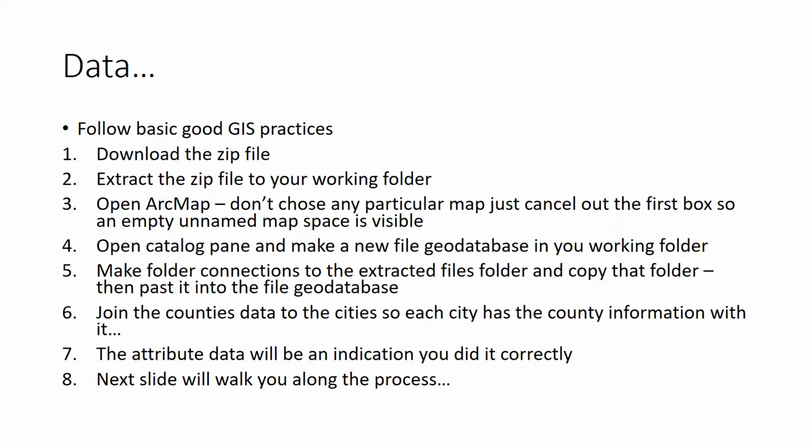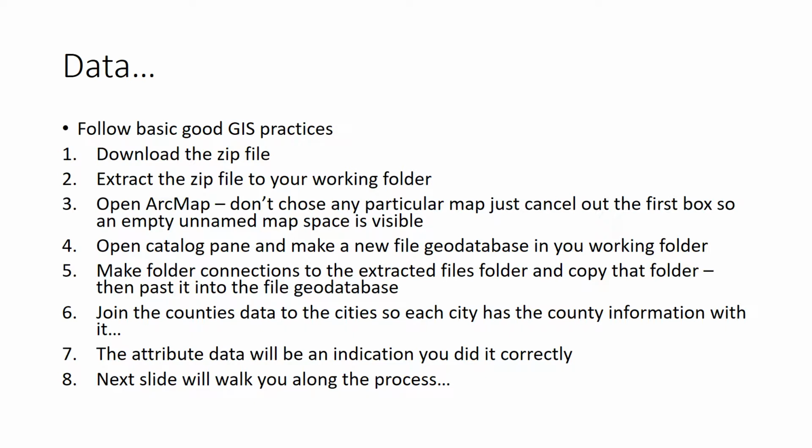Now, if you haven't got a working folder, you're going to need to make one, but that's what we're going to do with it. Then you're going to open up ArcMap. Don't choose any particular map or any of that stuff. Just cancel out that first box that opens up asking you what kind of map you want. And what that does is that gives you an empty, unnamed map space. Okay, once you have that, we'll go into Catalog, we'll make a new geodatabase, we'll locate it in your working folder and do some other stuff.